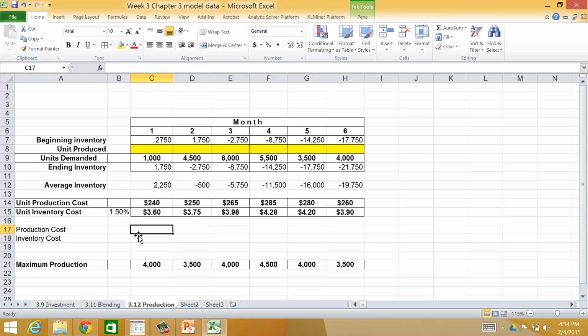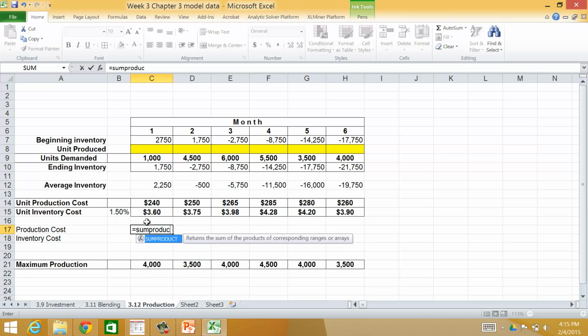Equal to be. Either way, you can calculate the monthly production cost, monthly inventory cost, and add them together in one cell, or you just do the sum product function. So it depends on what you want to do. You can do it a different way. Okay, so I'll do the sum product. Here the unit produced and unit cost gives me the production cost.